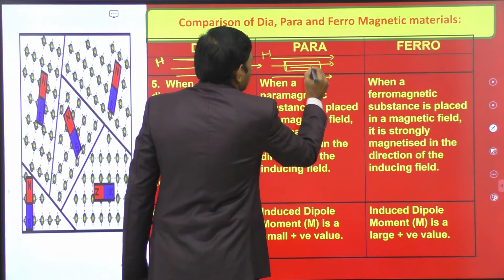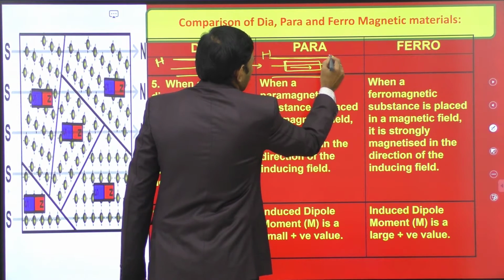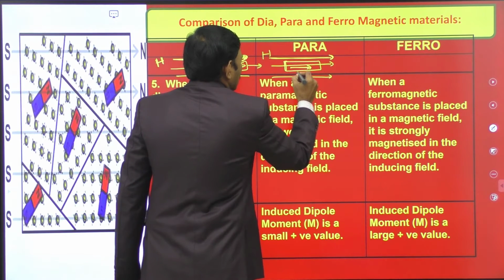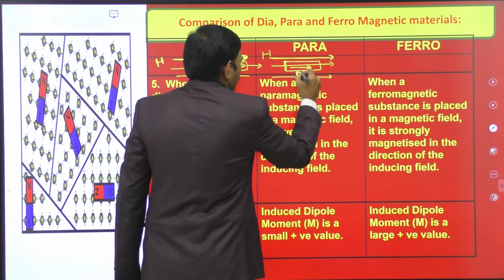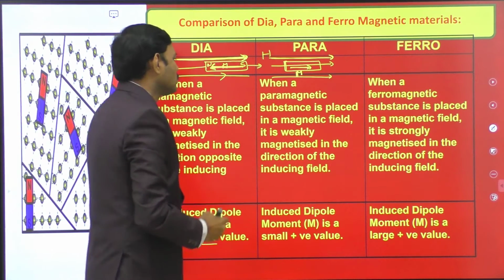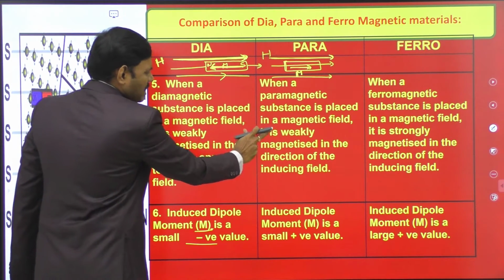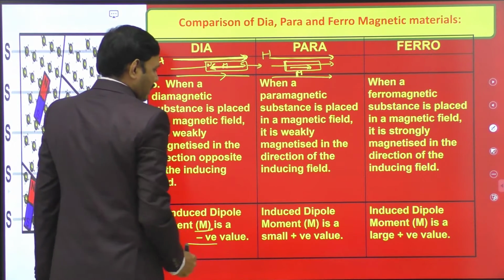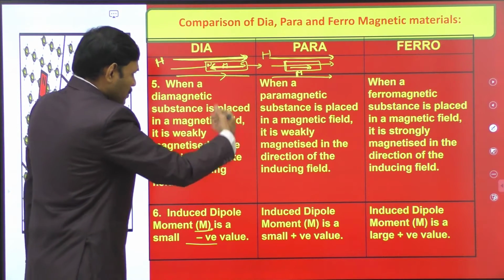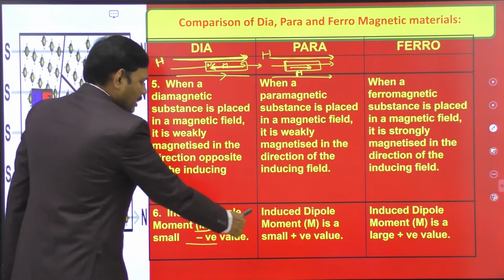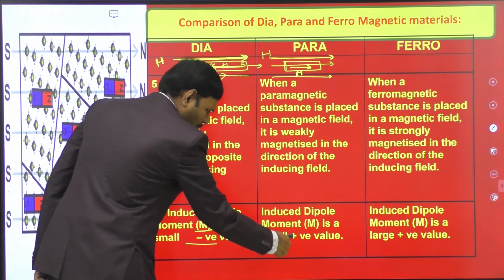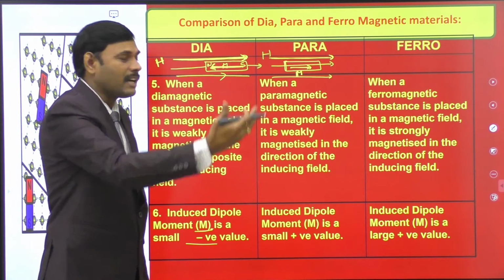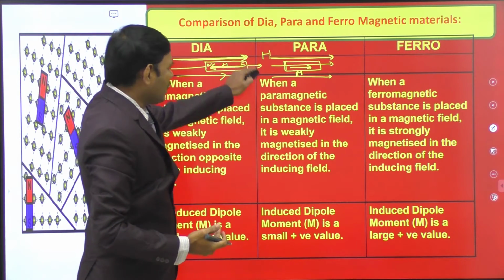So along the direction of H, this is the direction of H, the applied magnetic field, the substance partially gets magnetized. It gets magnetic moment. So when a paramagnetic substance is placed in a magnetic field, it is weakly magnetized in the direction of the inducing field, so that M is positive and of very small value. Induced dipole moment M is small and positive, very small, but positive because it is along the direction of the applied magnetic field.